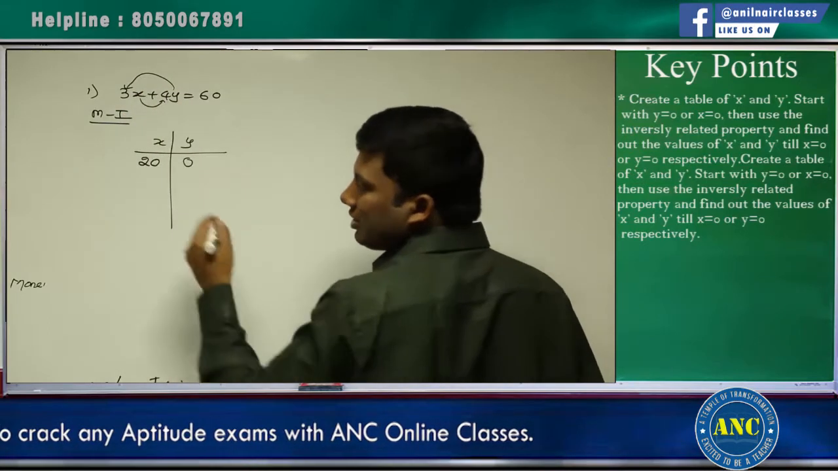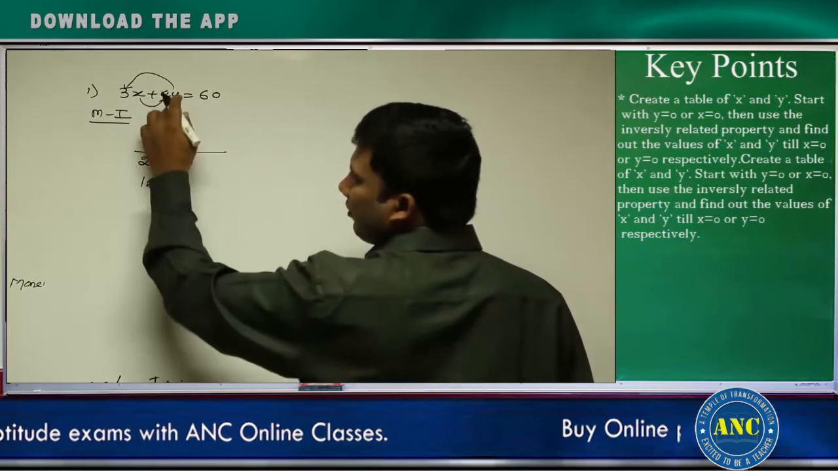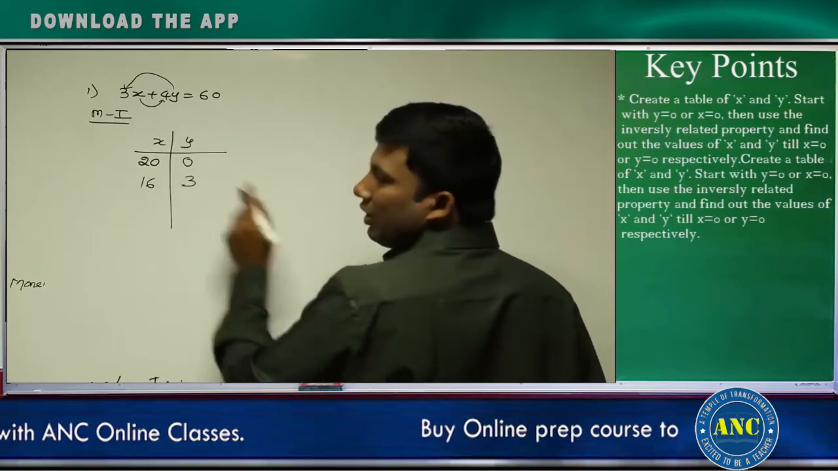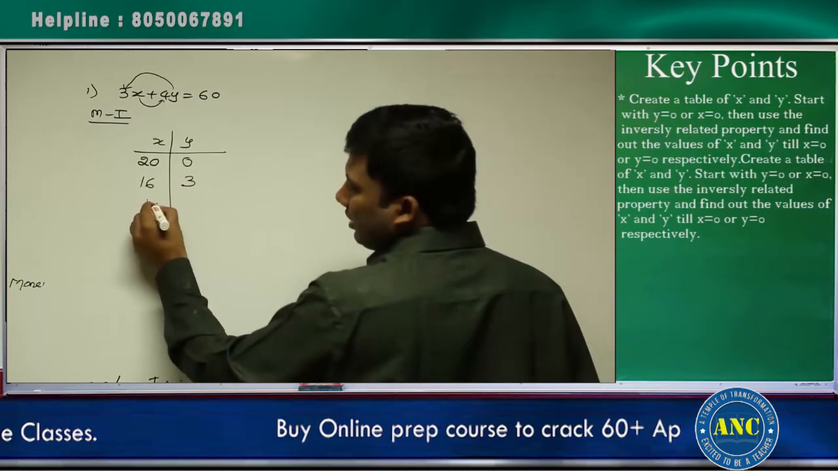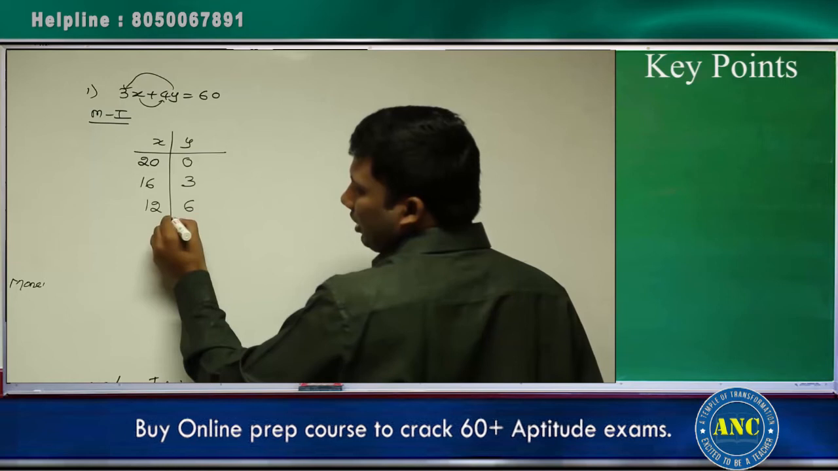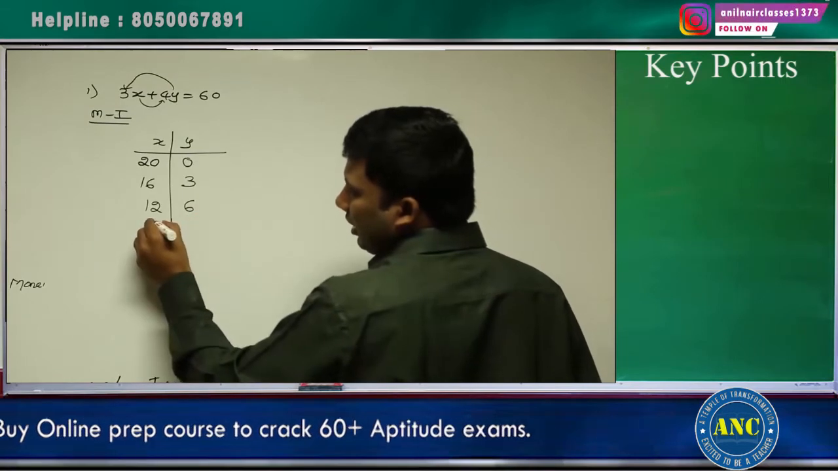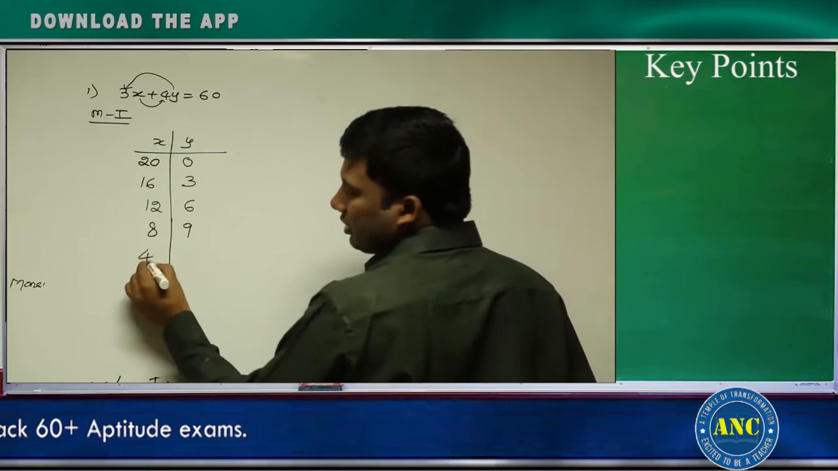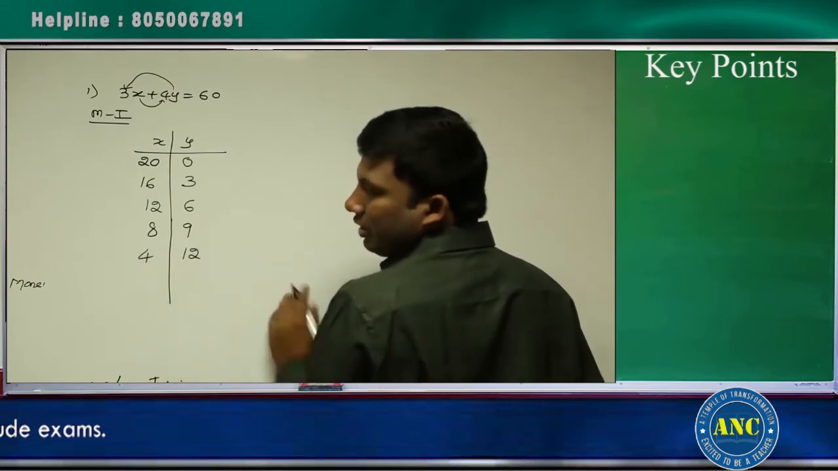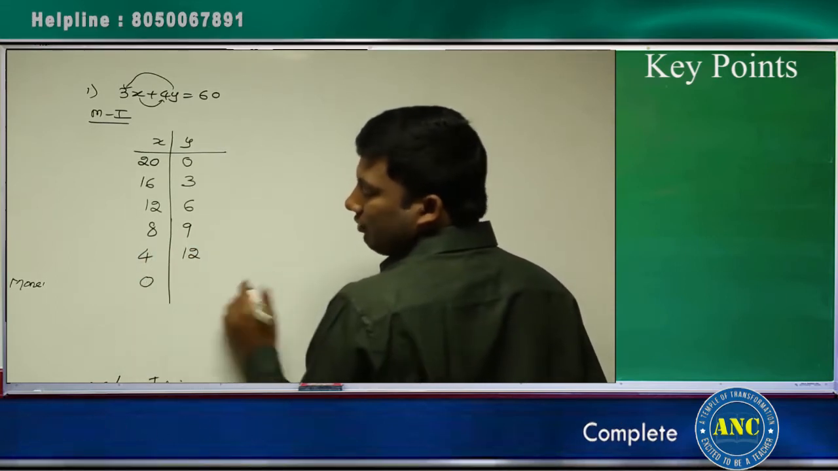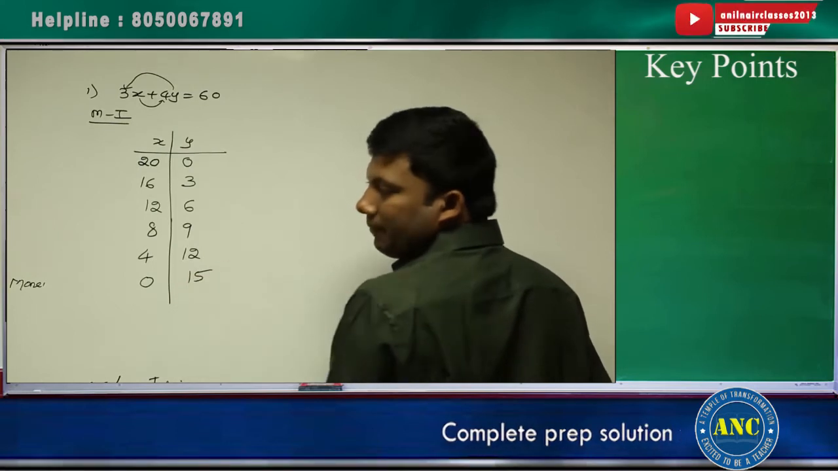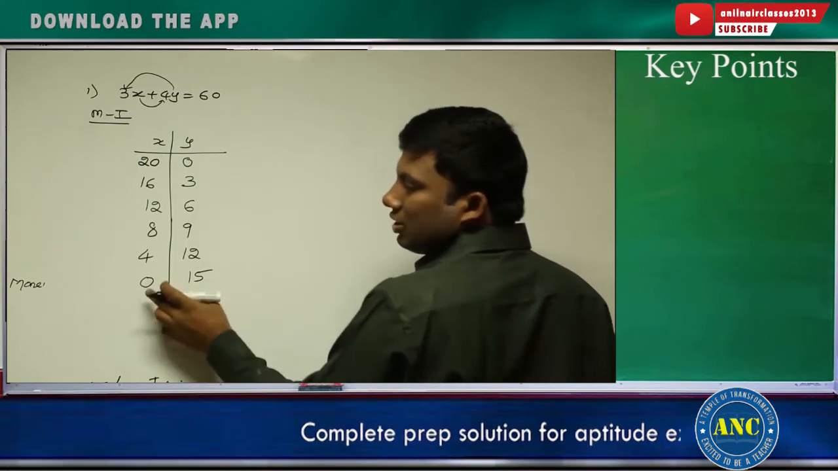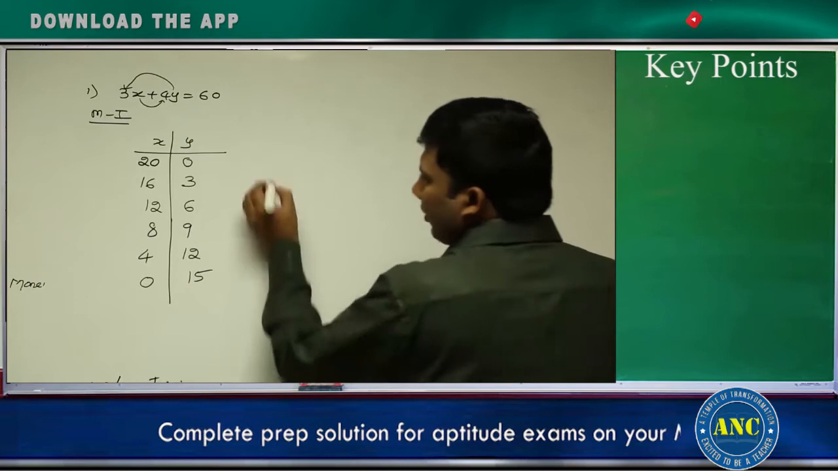What is the next case? X decreases by 4. What will happen to y? Y increases by 3. X decreases by 4, y increases by 3. Repeating this, we started with y value 0, and we got x value 0.